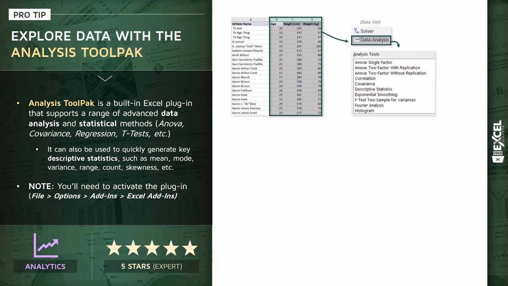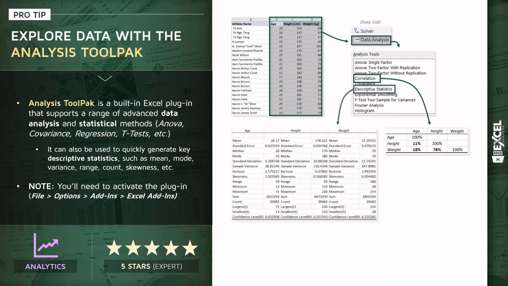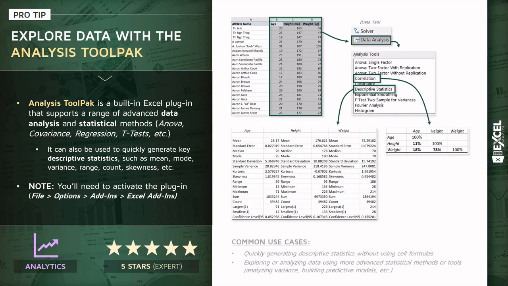Now, for the sake of demonstration, we're going to be talking about 2 options here. First, we're going to look at a correlation matrix between our 3 fields: age, height, and weight. And then from there, we're going to generate some descriptive statistics to calculate things like the mean, mode, variance, range, the count, skewness, min and max values, and so on, without having to type a single formula. So that will be a great way to really describe and understand our data with the click of a button. Common use cases here: 1, generating those descriptive stats without having to use formulas, and 2, exploring or analyzing data using these more advanced data science or statistical methods, like analyzing variance, building predictive models, etc. So let's jump into Excel and take this analysis tool pack for a test drive.